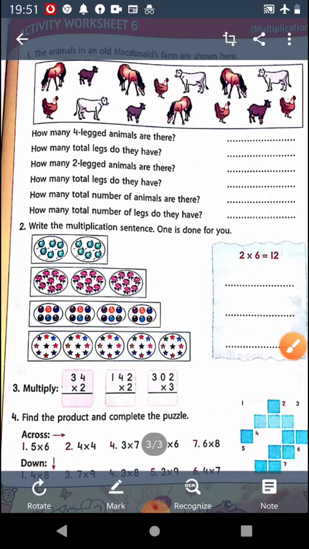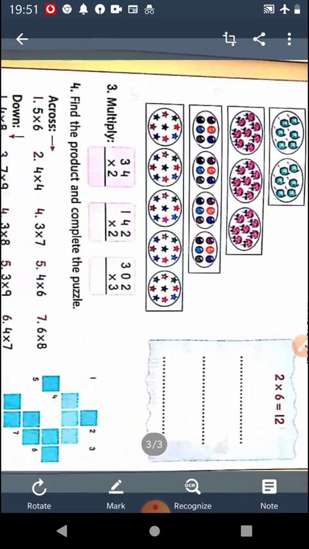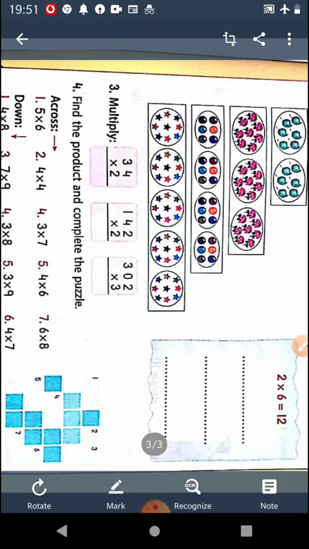Now last is find the product and complete the puzzle. Now let us enlarge it a bit. Now you have to find the product and complete the puzzle. The numbers are given 1, 2, 3, 4, 5, 6, 7. You can see the numbers. And across means when you multiply, you have to write the numbers horizontally, and down means vertically.